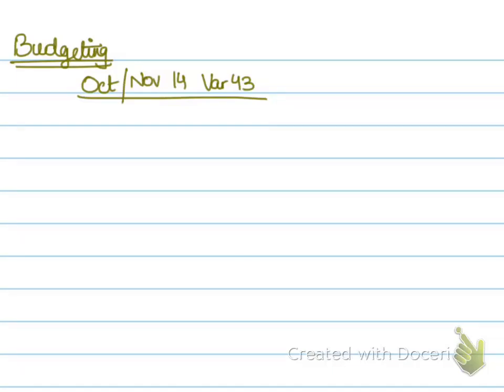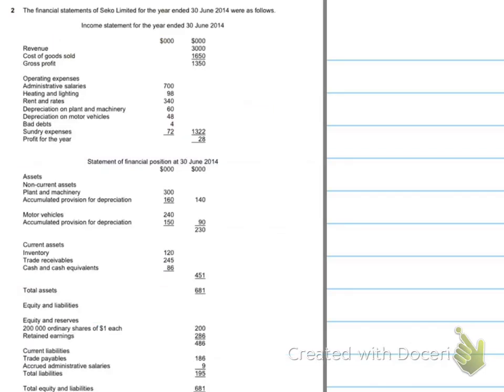Alright, so budgeting. The plan for accounting is that it's quite difficult to make examples, so we move straight to past paper questions, the tough ones for each topic, perhaps 2 to 3 for each topic. I have this question here for budgeting. It's from October-November 14, variant 3, paper 4, and it's called Seko Limited.